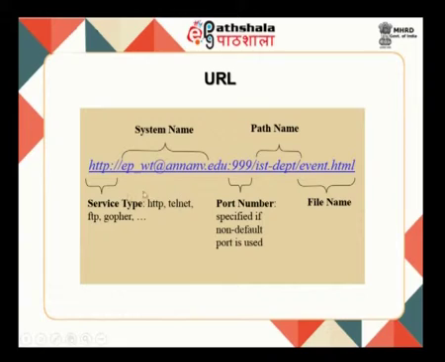We can see an example like this. How does a URL look like? It starts with the protocol name. HTTP is a famous protocol used for sharing resources on the internet, then colon double slash, and then the system name, an EP, ePathshala underscore web technology at annu.edu, colon, the port number, which is specified only if a non-default port is used, and then the path name. You can give the path name and the file name. So, this is how a URL looks like.